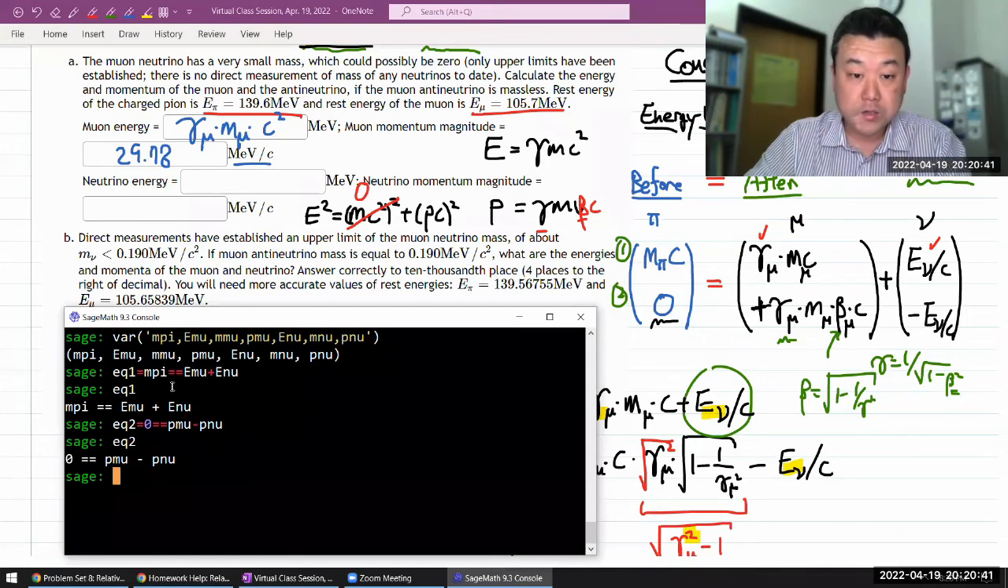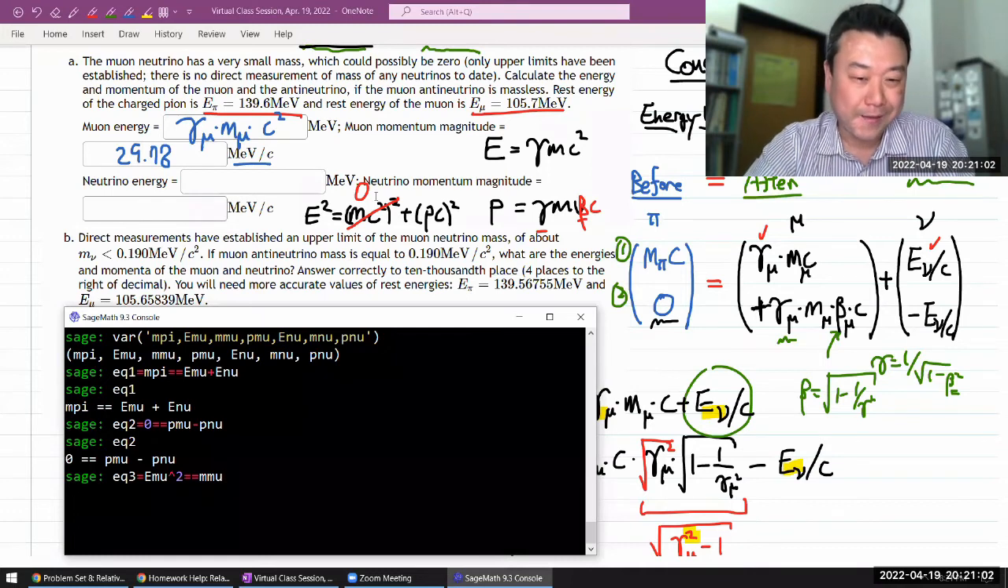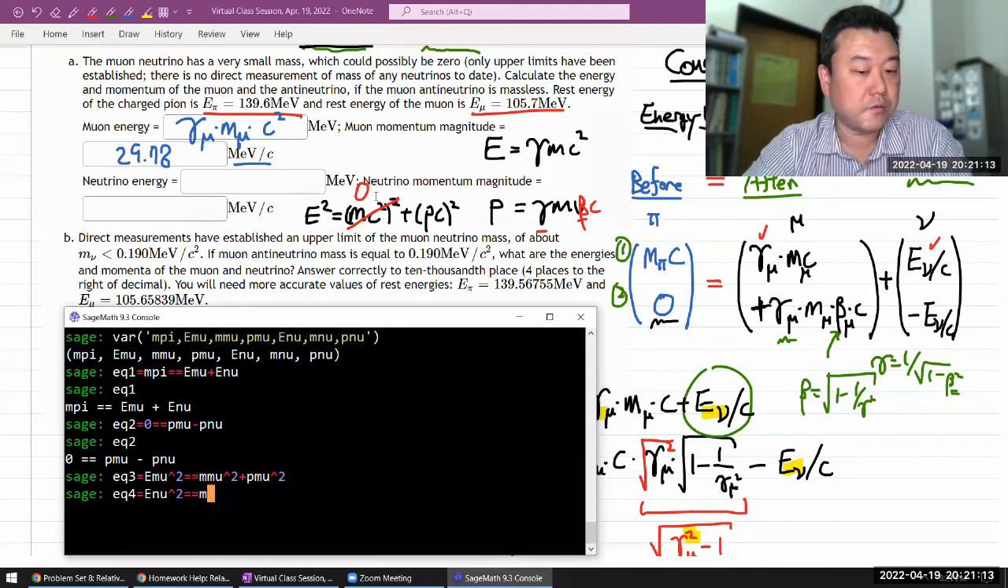And those two more equations, I can get them from this energy momentum relationship. So let me write that out. Equation three, well, that's the energy momentum relationship for muon. Energy of the muon squared is equal to its rest energy, wait, I'm skipping c. C is equal to one in the way I'm working. Rest energy squared plus the momentum of the muon squared. My equation four will be energy of the neutrino squared is equal to mass of the neutrino squared plus the momentum of the neutrino squared.